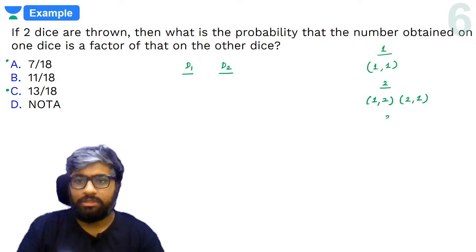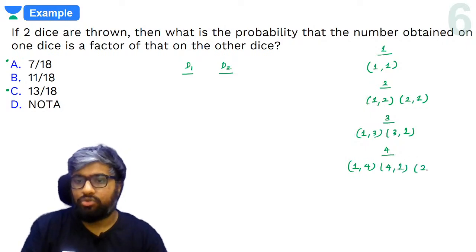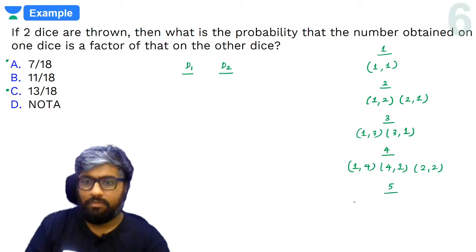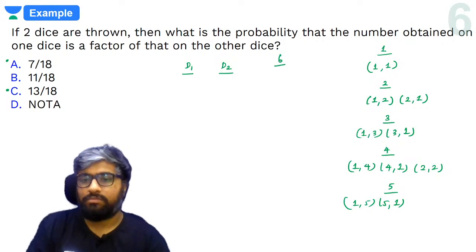True. How about 3? 1 comma 3, 3 comma 1. How about 4? Now we have to be careful. 1 comma 4, 4 comma 1, and 2 comma 2. Correct? Yes. How about 5? 1 comma 5, 5 comma 1. Yes. How about 6? Now what will happen? You will have 1 comma 6, 6 comma 1. Yes, you will have 2 comma 3.